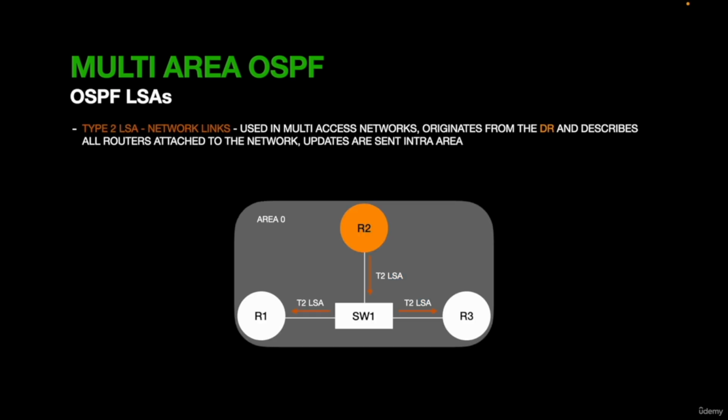We can also have type 2 LSAs, which are describing network links. And this LSA is used in multi-access networks, and type 2 LSAs will originate from the designated router, and it will describe all the routers attached to the network, and the updates are being sent intra-area. Also note that type 2 LSAs are used only in area 0.